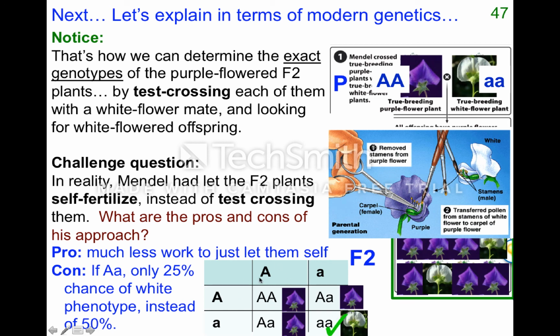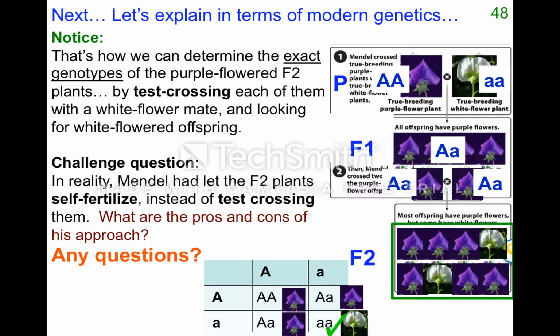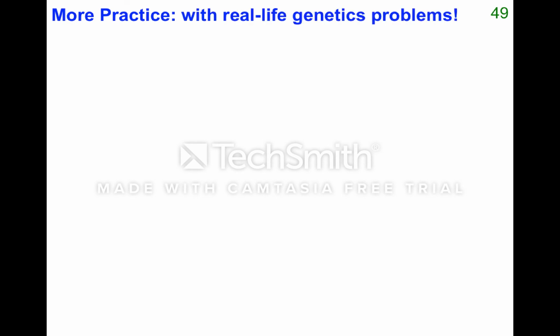So there's a much better chance that you'll see this evidence of heterozygosity if you do a test cross versus self-fertilization, right? But that's fine, because when you're doing crosses with pea plants, you're making so many offspring that even though you have half the chance of seeing it, you'll still see it because you're looking at hundreds of individuals potentially. So his approach actually made sense: less work, and you'll see the results anyways because you got hundreds of offspring. All right, so moving on, let's do some more practice now.